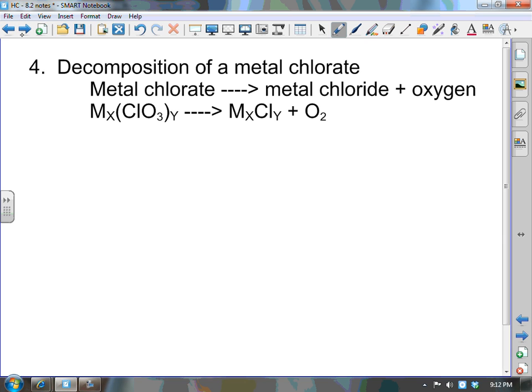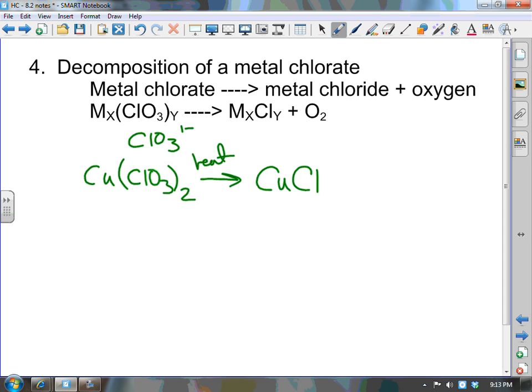Last one, decomposition of a metal chlorate. So chlorate, ClO3, has a 1 minus charge. So let's say I pick copper chlorate. I'll say copper 2 chlorate. Copper is a 2 plus charge. Copper 2 chlorate. If this is heated and decomposed, we're going to get copper 2 with chlorine.